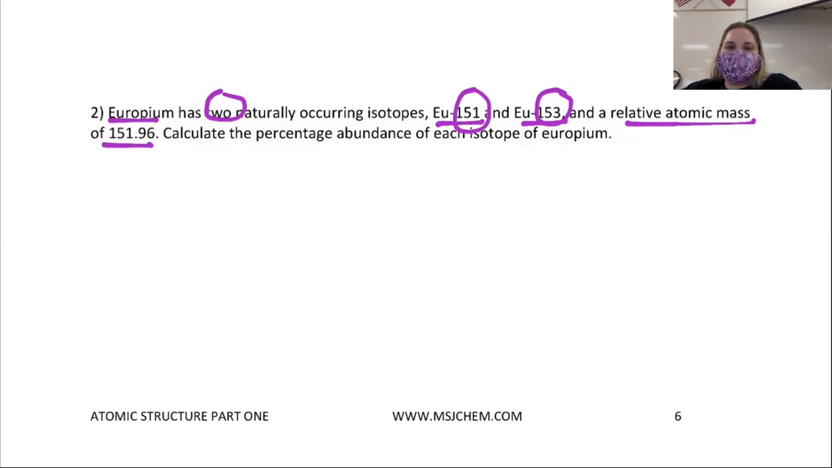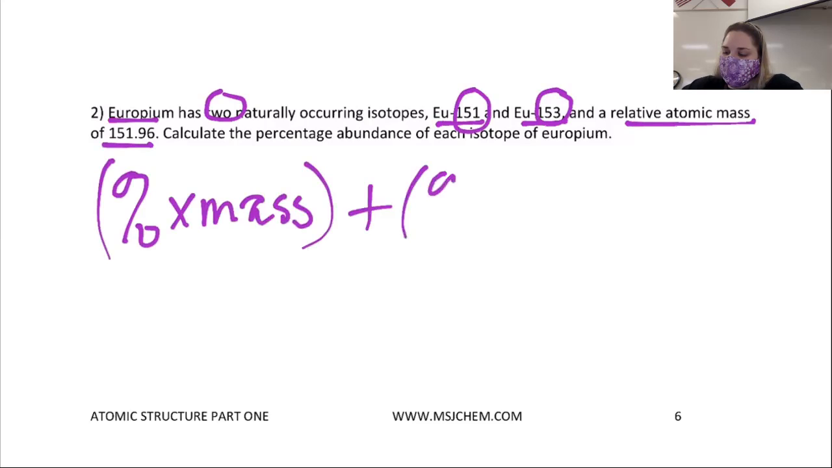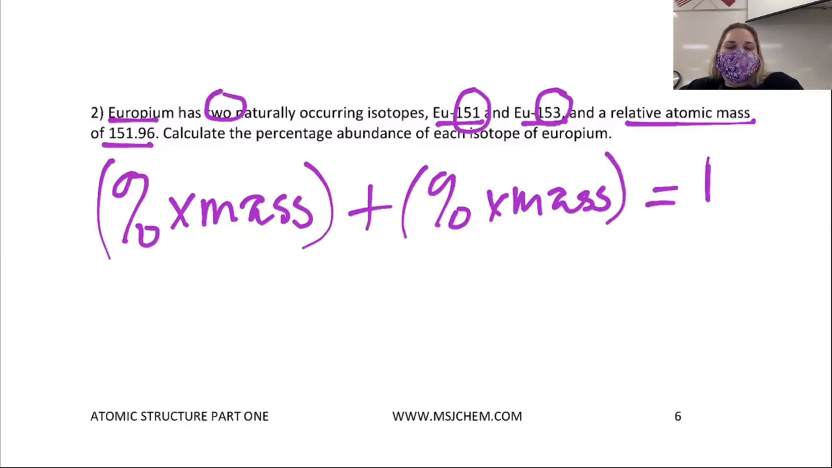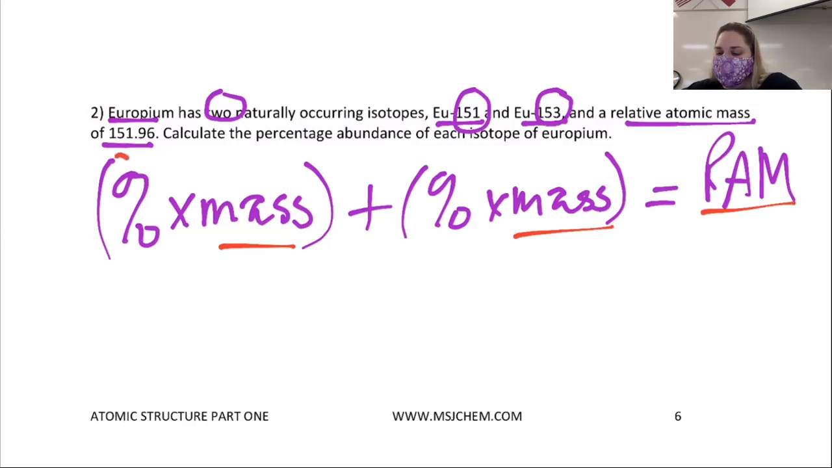The way that you would set this up is kind of like algebra. I know that percent times mass plus percent times mass is going to equal that relative atomic mass, right? That's what we just said. On this problem, they have given me the 2 masses and the relative atomic mass. They did not give me the abundances. They want me to solve for both of these percentages.